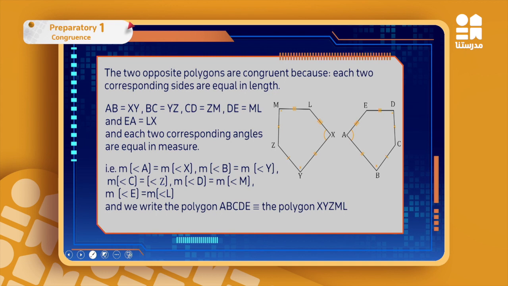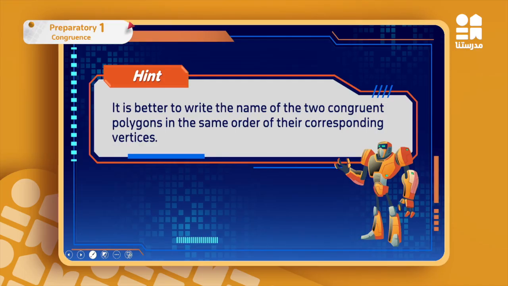And we write the polygon ABCDE, taking them in order, is congruent to the polygon XYZML. We have to write each polygon according to the corresponding angles and sides of the other polygon. Hint: it's better to write the names of the two congruent polygons in the same order of their corresponding vertices.